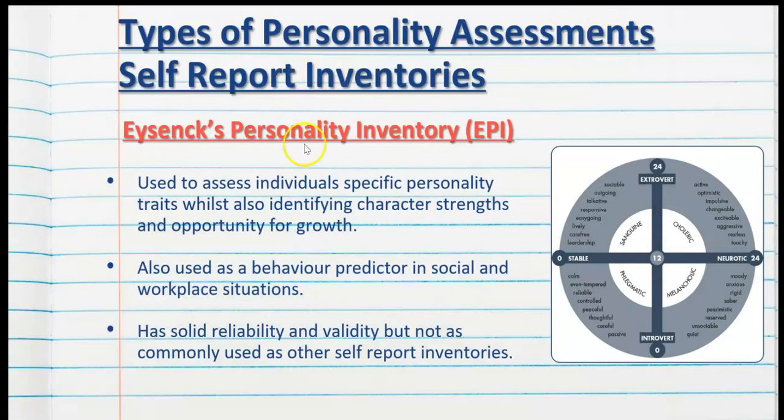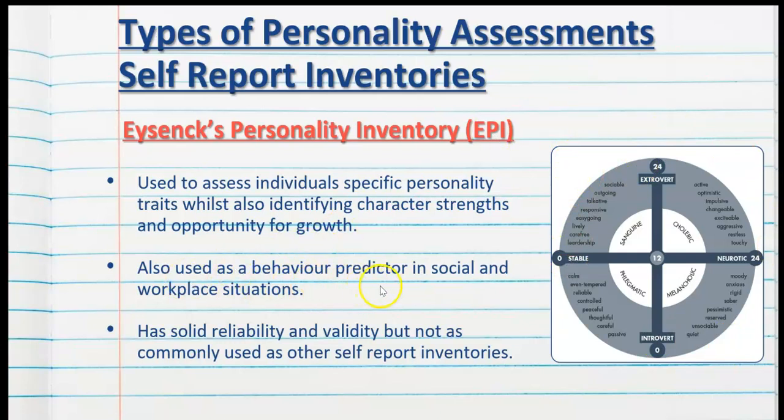Then we've got Eysenck's Personality Inventory, or EPI. So this is used to assess individuals' specific personality traits while also identifying character strengths and opportunity for growth. So we already know from Eysenck's theory that there are 3 dimensions: extroversion to introversion, neuroticism to stable, and psychoticism to impulse control. As you can see, psychoticism to impulse control is not in this actual measure because obviously that is clinically insane or sane. So that's obviously taken out of the measure of his theory.